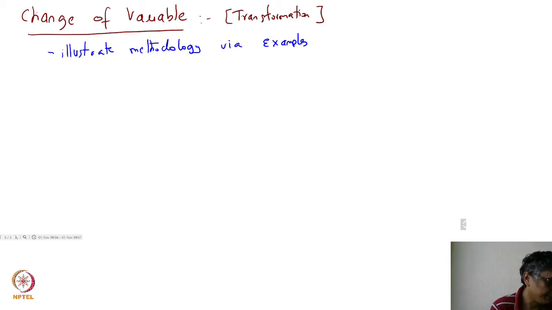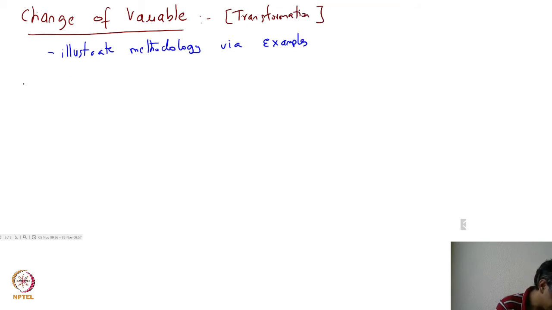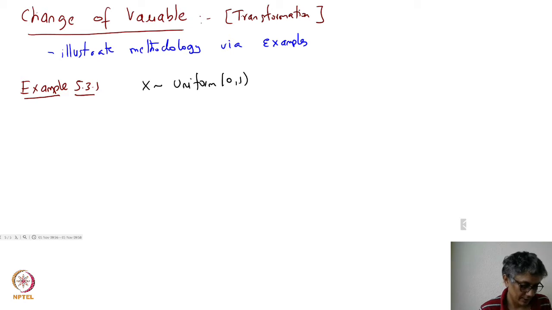Let me do the first example. Example 5.3.1. Let's say X is uniform on 0, 1, and Y is equal to X squared. So how do I find the density of that? How do I find the PDF of Y?